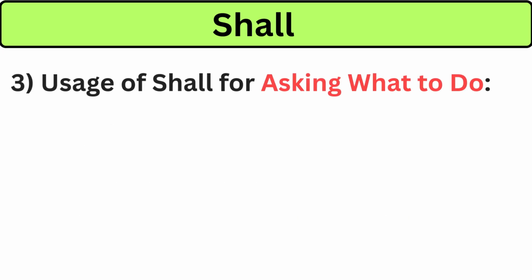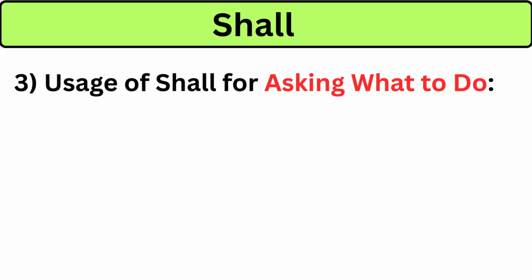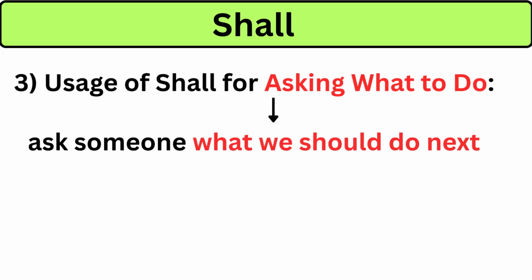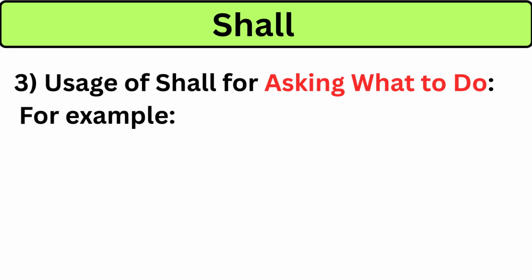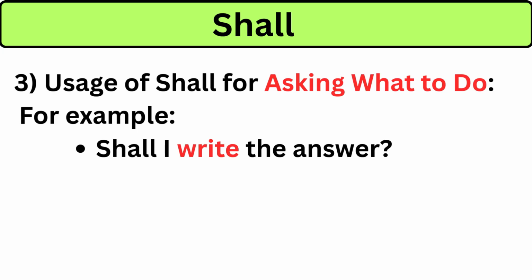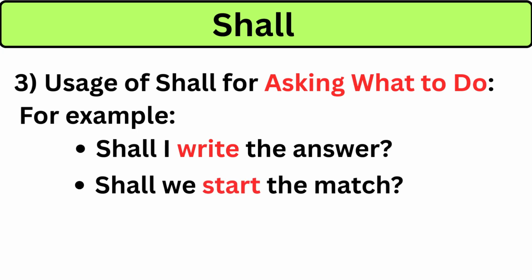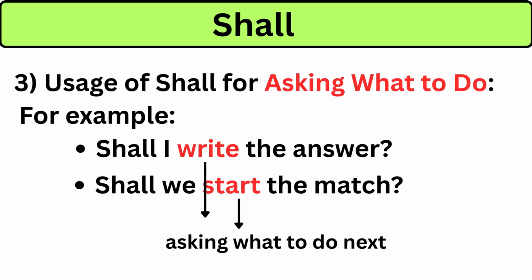Usage of shall for asking what to do. Shall is used when we ask someone what we should do next or what they want us to do. Here we are asking for instruction or guidance. Here also shall is used in question form. For example, shall I write the answer? Shall we start the match? In both sentences, we are asking what to do next, so we use shall.